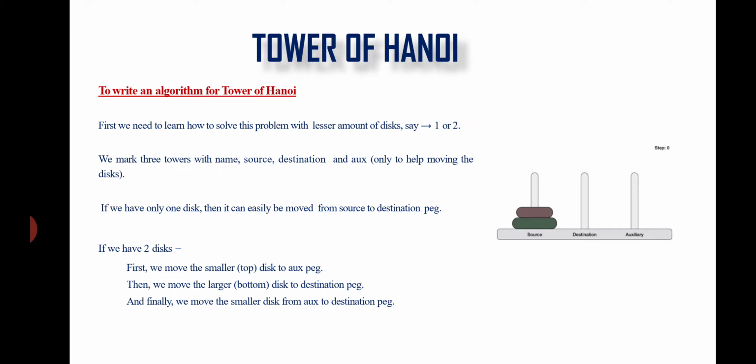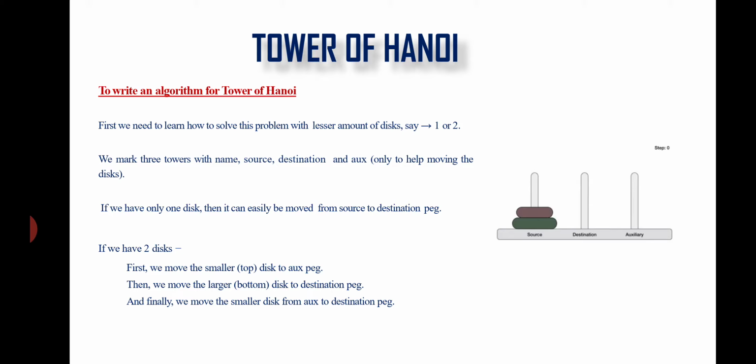Then come to the Tower of Hanoi algorithm. To write an algorithm for the Tower of Hanoi, first we need to learn how to solve the problem with a smaller number of disks, say 1 or 2. For example, we mark the three towers: one is the source, another is the destination, and another is the auxiliary, only to keep moving the disks. If we have only one disk, it is easy to move from source to destination directly.